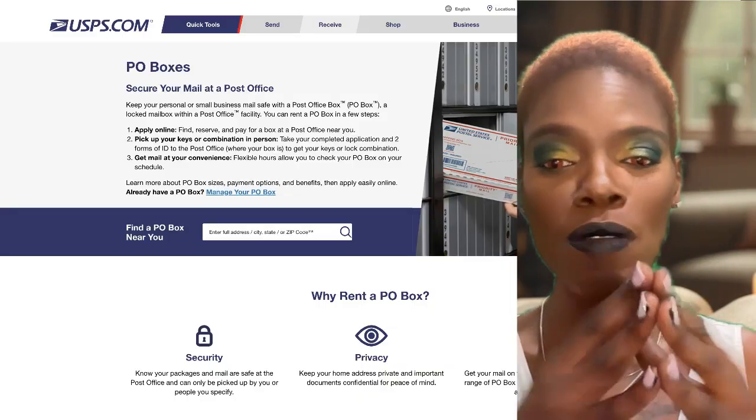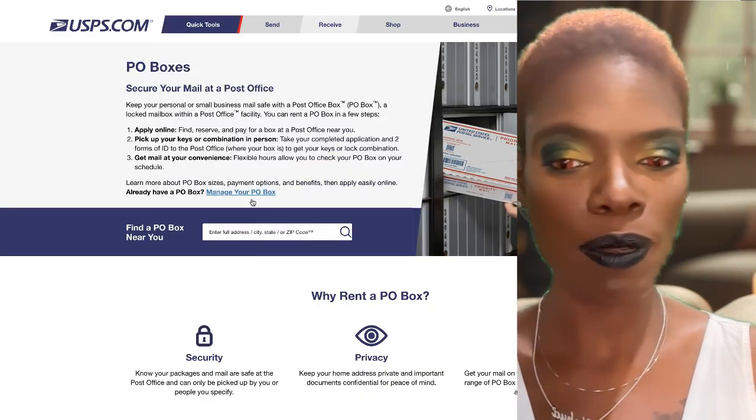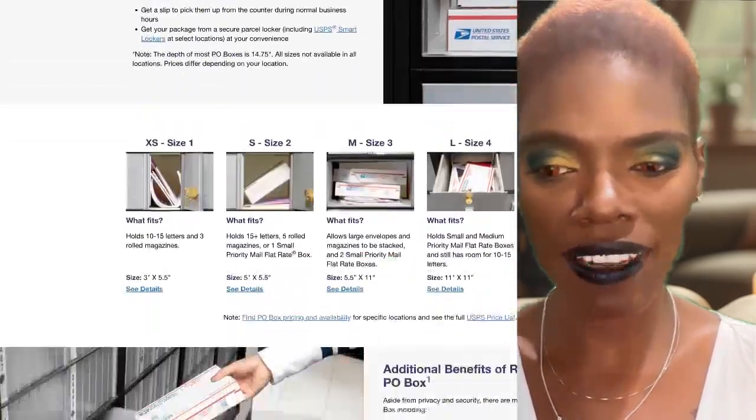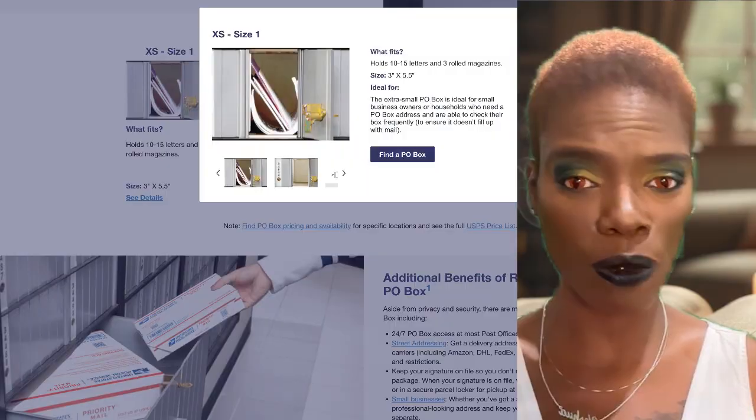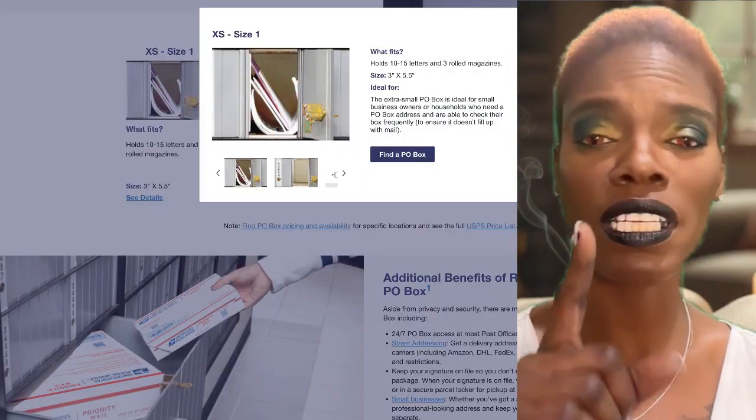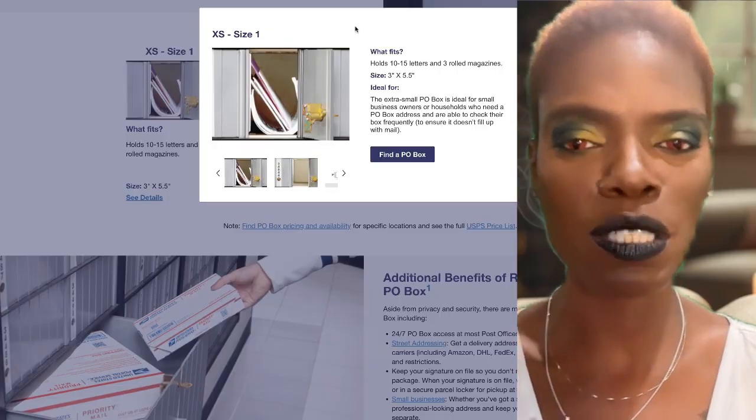Okay? We're going to come here. You're going to open up and pick the smallest size. That will do, okay? But you definitely will need to invest in the P.O. box. Very first step of this process.